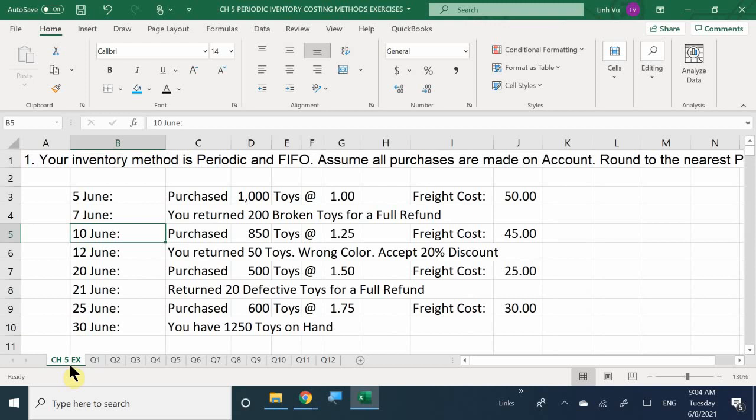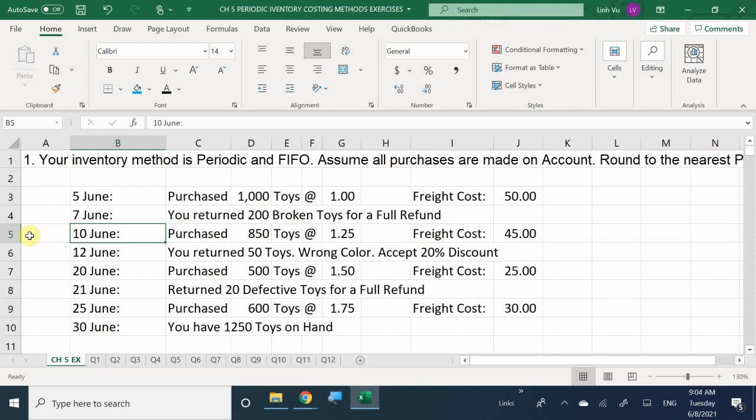Now, am I refunding the whole amount for the $1.25 or only 20%? Am I going to get back a full refund or am I only going to get 20% back? The full refund plus the 20%? Okay. No, not really. Okay, so you return 50 of them because it's the wrong color and you accepted a 20% discount. Correct. So you get your credit for the ones that you returned and you get a 20% discount, right?